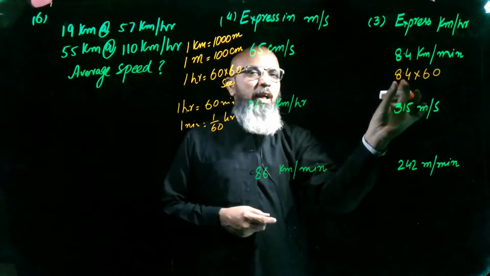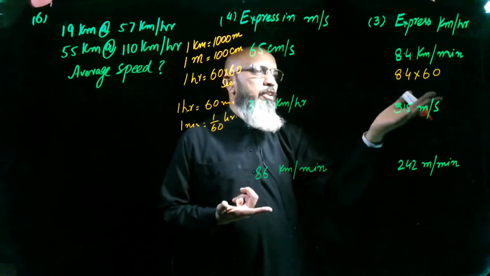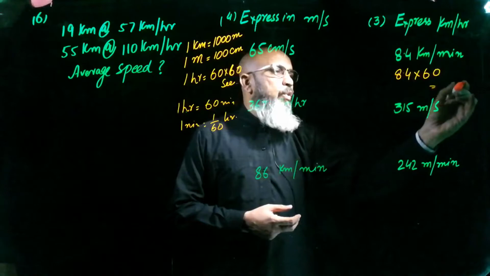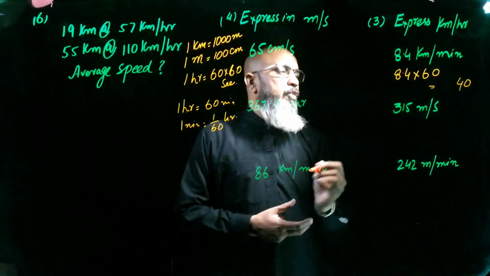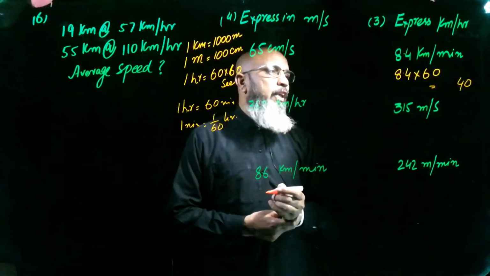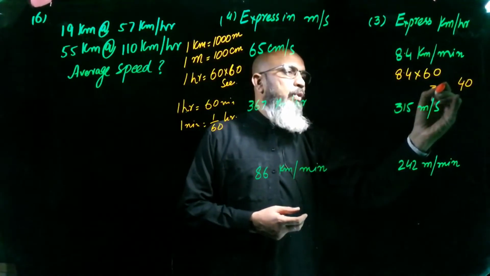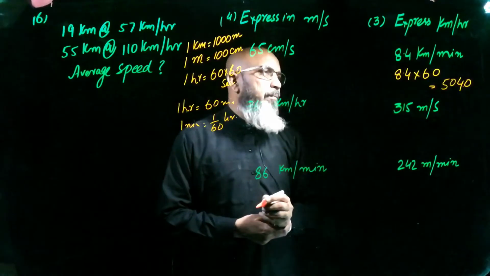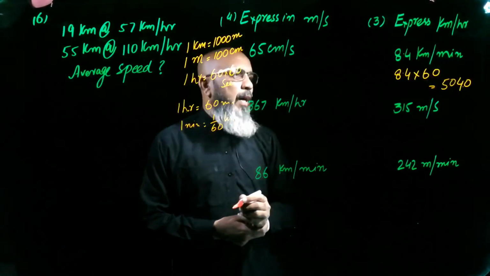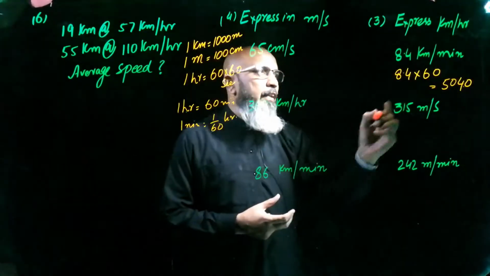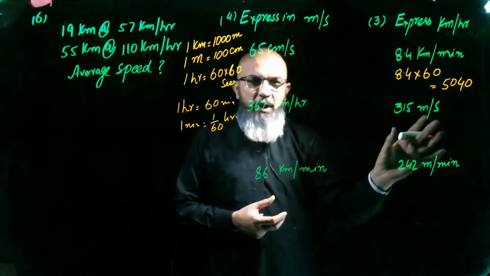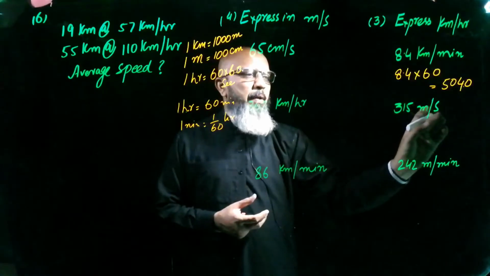No need to change the length unit. So now it's a very easy calculation. You can multiply, 6 4s are 24, 6 8s are 48, and 2, that is 50. So 504 kilometer per hour, that is your answer. Now its answer is in kilometer per hour. So now come to the next question, that is meter per second.